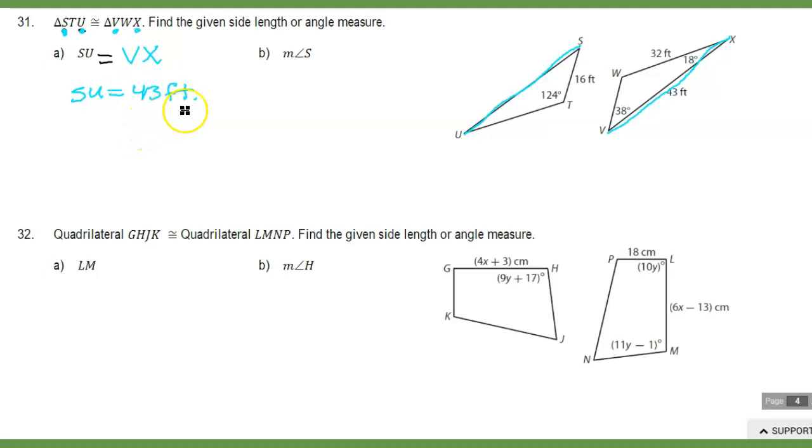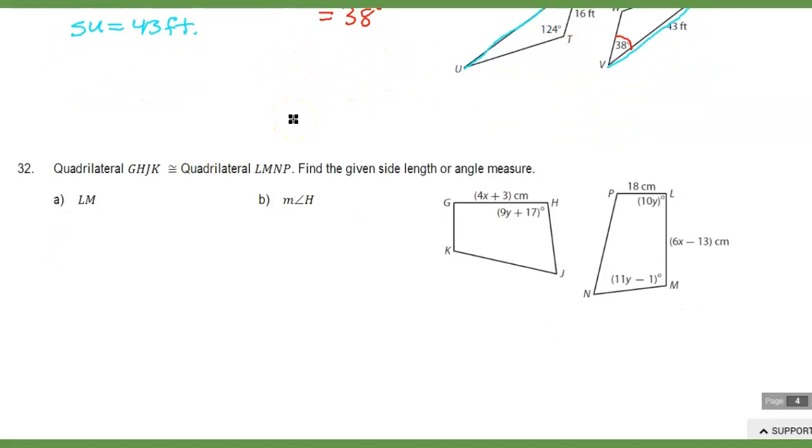Very good. Measure of angle S. S is congruent to V, measure of angle V. And angle V looks like it's right here. These two are congruent, so that's going to be 38 degrees.